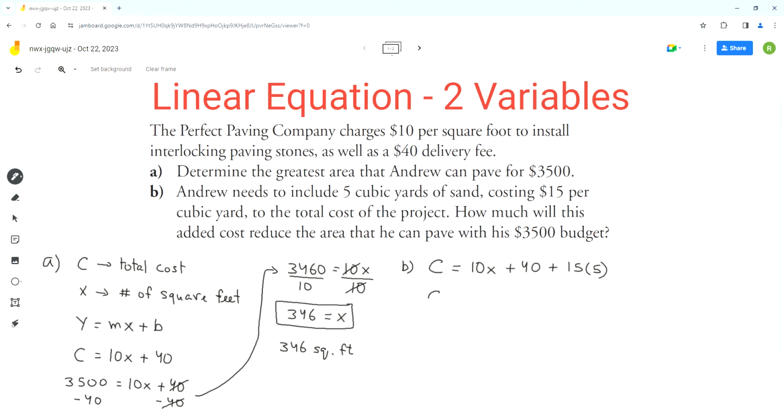So now we can rewrite this equation. 10x plus 40. Now we can do the multiplication, 75. And now we can combine the like terms. So 10x plus 115. So this is the new linear equation we have to use to find out how much area he can pave now if he also orders this 5 cubic yards of sand. His total budget is the same.